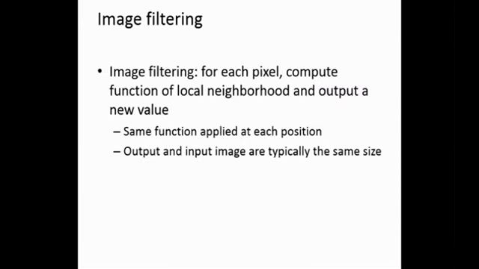So image filtering means that for every pixel, we compute some function of a local neighborhood and output a new value. And the same function is applied to every position. And the output and input image are typically the same size. So it could be as simple as a smoothing filter, which we'll talk about today, or as complicated as an object detector that's trying to produce a likelihood that there's an object at every position.